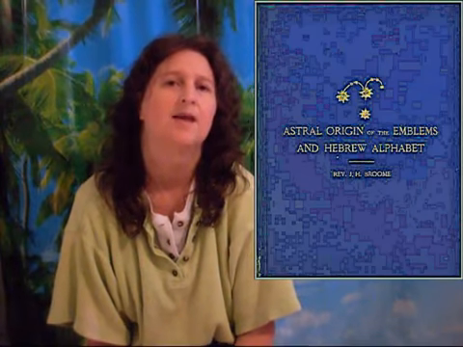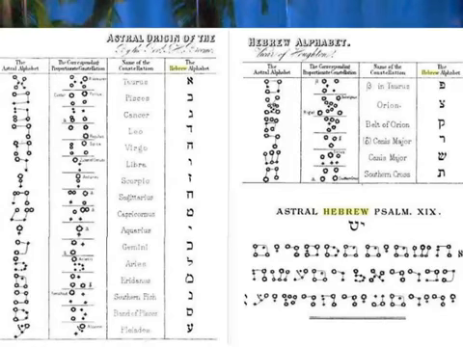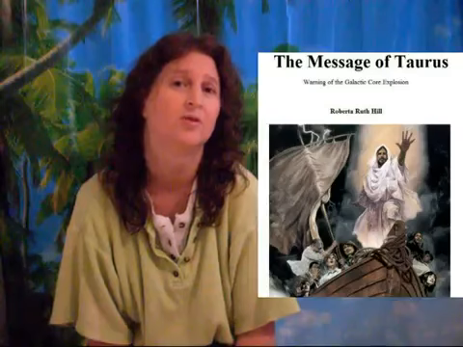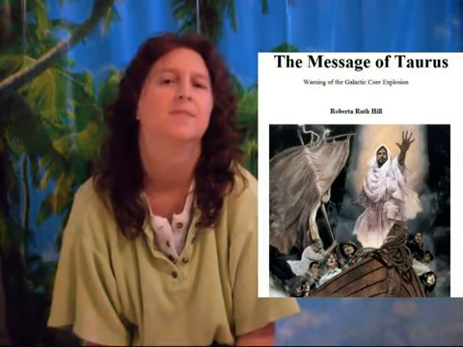There was a man named Reverend J.H. Broome that wrote a book about the Hebrew letters, comparing them to the star constellations and certain star patterns. And I took that and I used it with the tabernacle pattern to find out that it was a star pattern that represented Hebrew, and I converted the Hebrew into numbers, and I found that it represented a latitude and longitude location. And I talk about that in my book, The Message of Taurus, which is online.